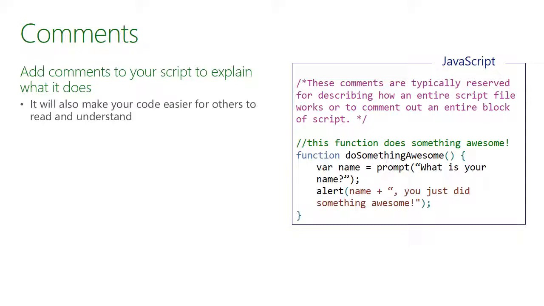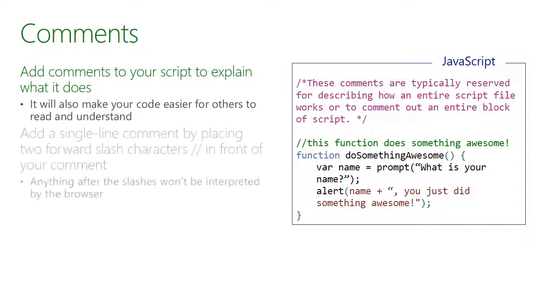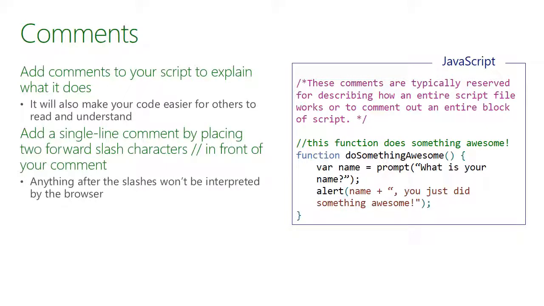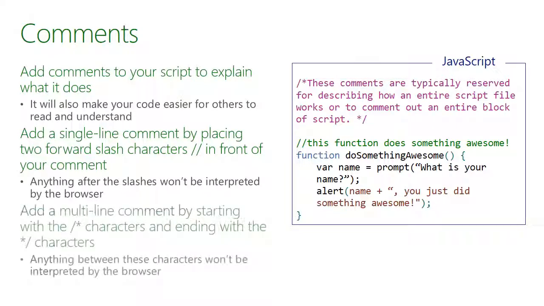Comments. This is how you add comments to your script to explain what it does. It'll also make your code easier for others to read and understand. You can add a single line comment by placing 2 / characters in front of your comment. So anything after the slashes won't be interpreted by the browser. You can add a multi-line comment by starting with the /* characters and ending with the */ characters. Anything between these characters won't be interpreted by the browser, i.e. will be ignored. You can see a couple of examples on the right hand side of the page.